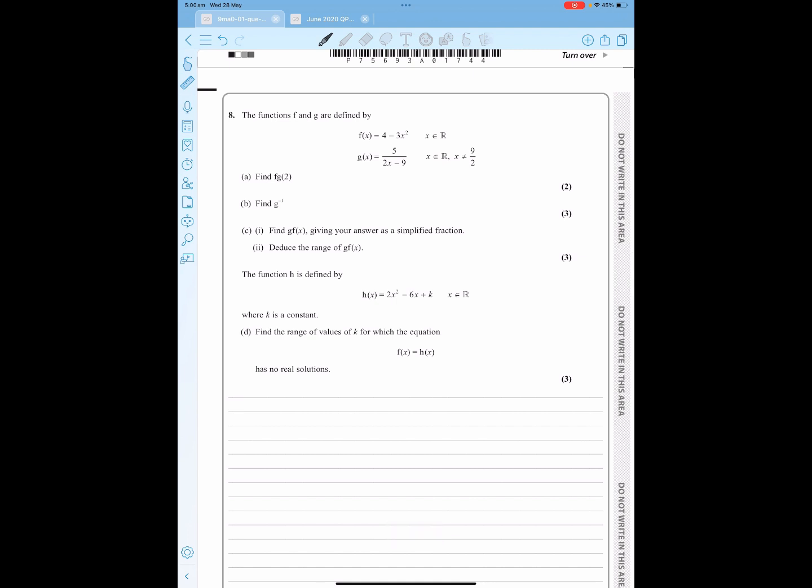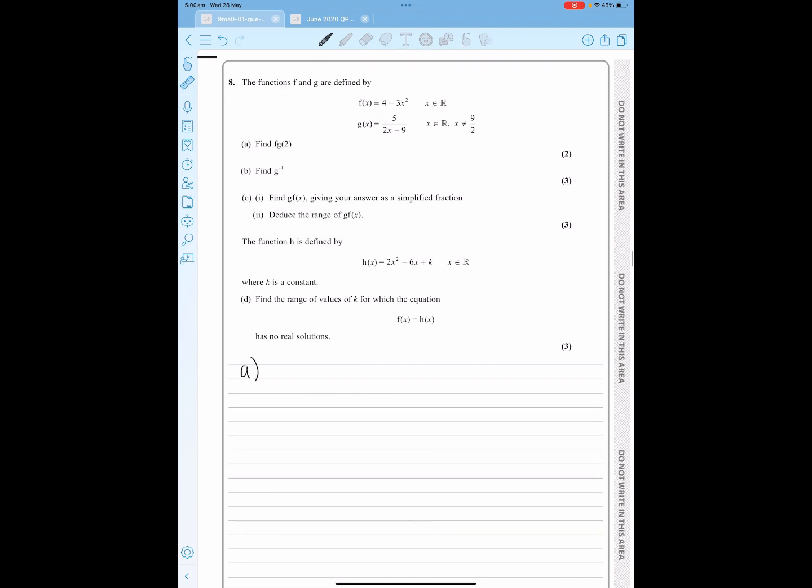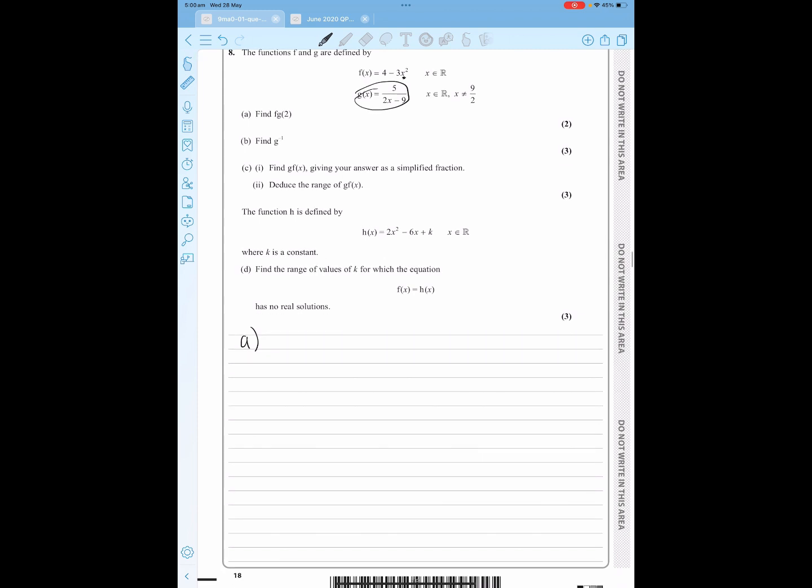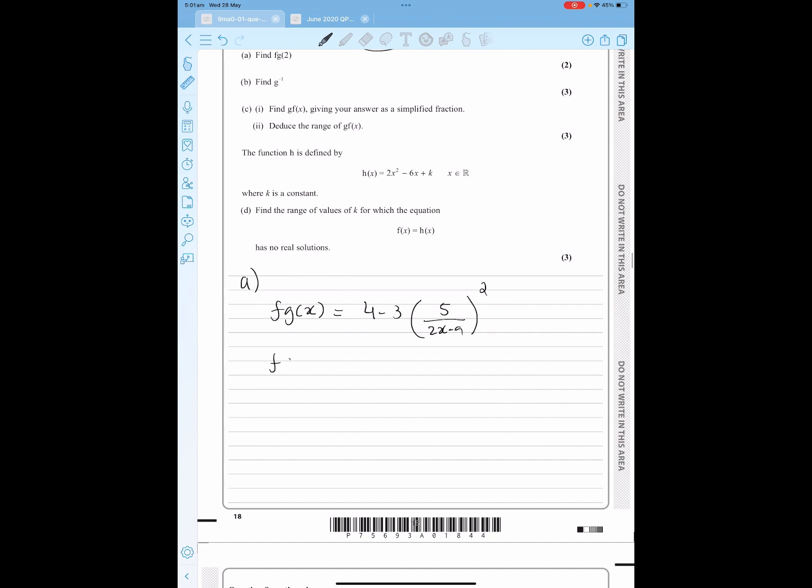I'd say the first 3 parts is just GCSE. Okay, so part A is find fg(2). So we just need to plug in this g function into this x component. So fg of x would just be 4 minus 3 (5 over 2x minus 9) squared. And I'm not going to simplify this. I'm just going to sub in 2 directly and get 4 minus 3 (5 over 4 minus 9) squared.